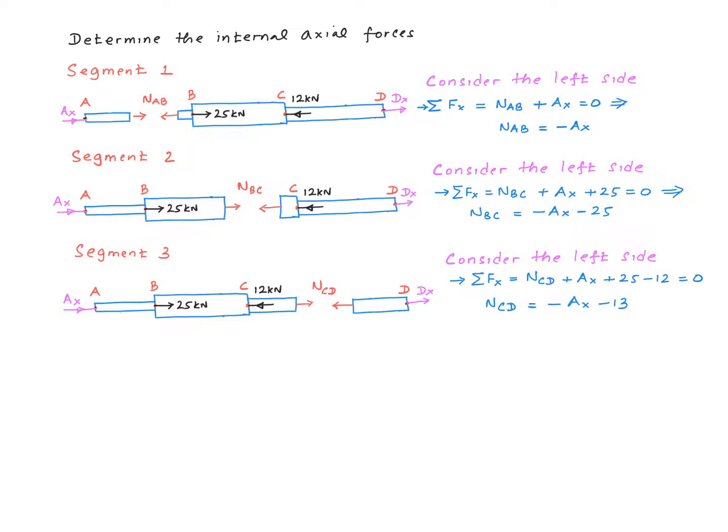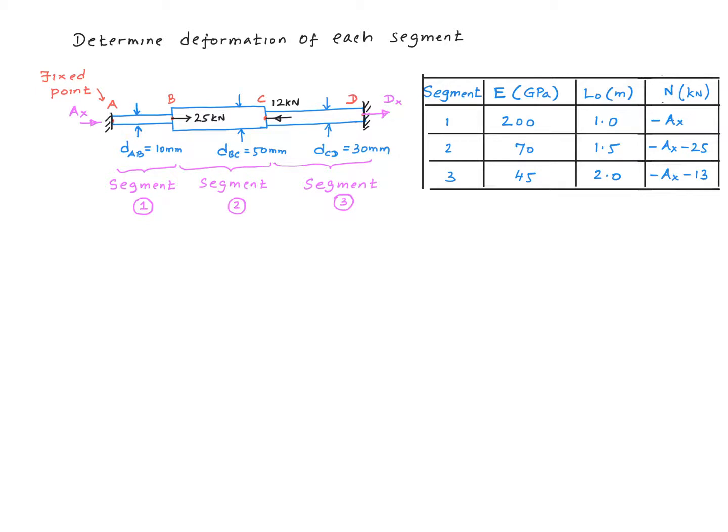We have done this a couple of times already, so I won't spend any time on the details here. Here are the expressions that I got. NAB is minus AX, NBC is minus AX minus 25, NCD is minus AX minus 13. You may want to note that I kept using the left side here so that these expressions will be just in terms of AX and not AX and DX. This simplifies matters a little bit going forward. Now let's go ahead and find expressions for the deformation of each segment.